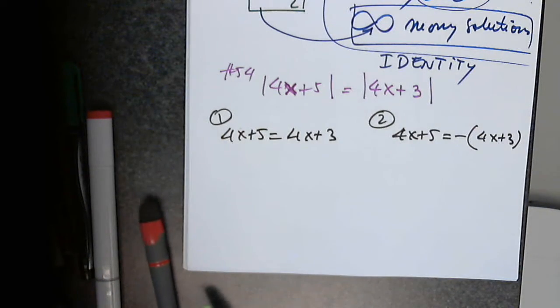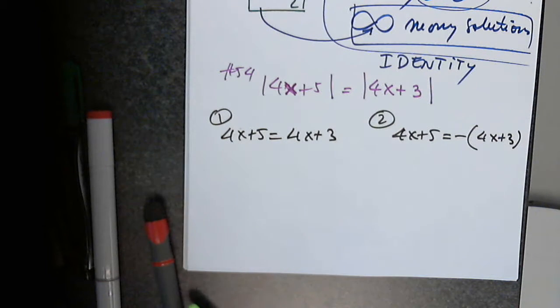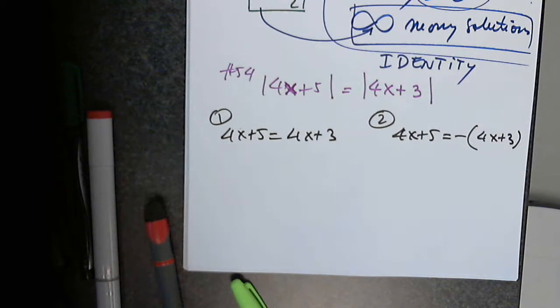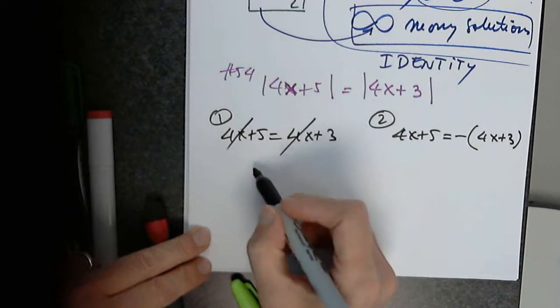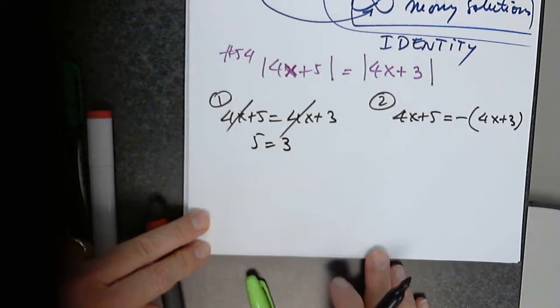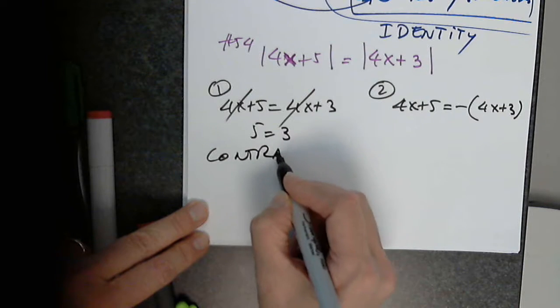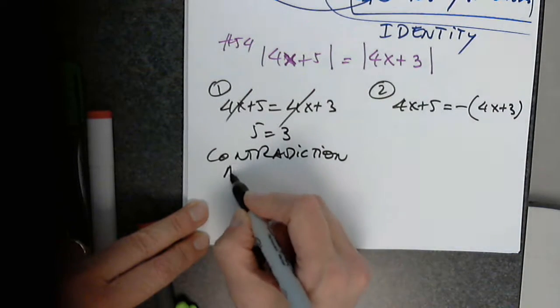So always remember, there are 4 possibilities when we solve absolute value equations with maximum 2 absolute values. Okay? And of these types of linear, of course. What do you think about 5 being 3? Well, obviously it's a contradiction. No solutions.